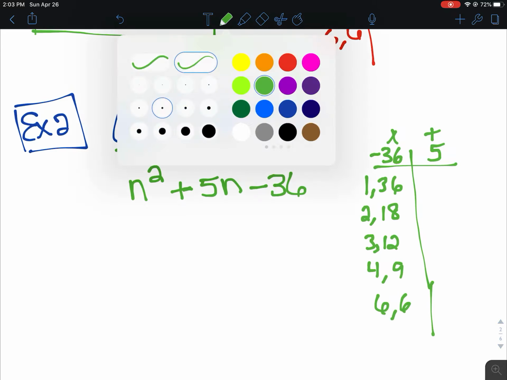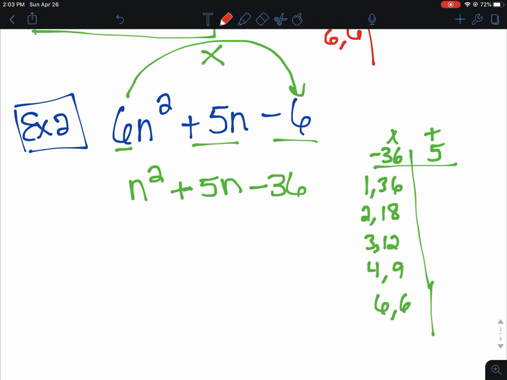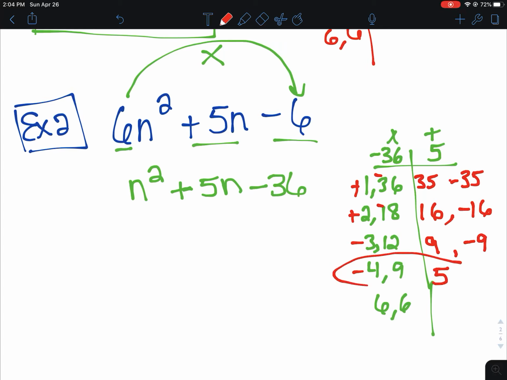If it has to multiply to negative 36, then I know one of these numbers has to be negative, right? So it could be negative 1, positive 36, that gives me 35. Or if I switch the negative, I get negative 35. Negative 2 and 18 gives me 16. If I switch the negative, I get negative 16. Those aren't working. Negative 3 and 12 is 9. Or if I switch the negative, I get negative 9. Negative 4 and 9 gives me 5. Ooh, that's what I want.